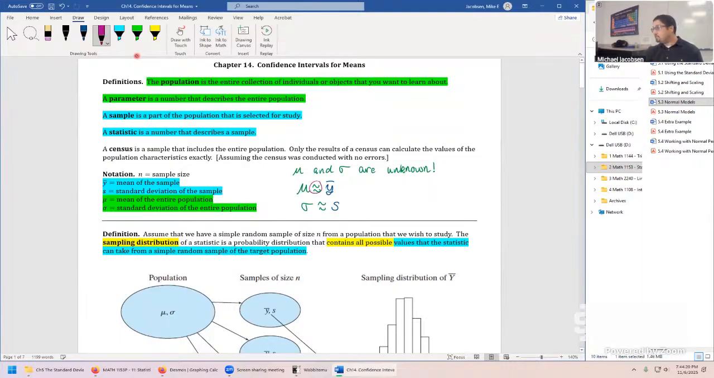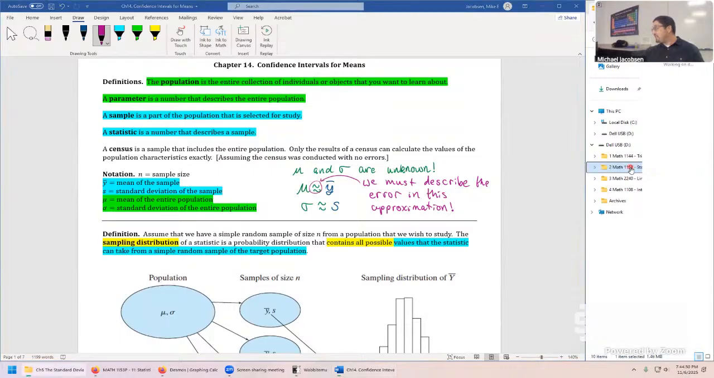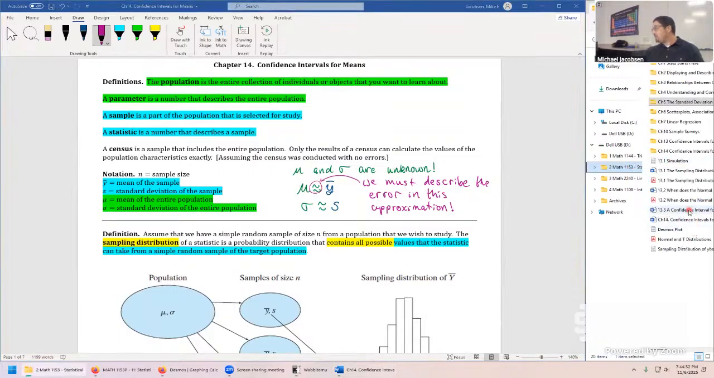We must describe the error in this approximation. There's an error in making this approximation too. This is why we have something called the t-distribution coming into play. And this was different in, say, section 13.3.